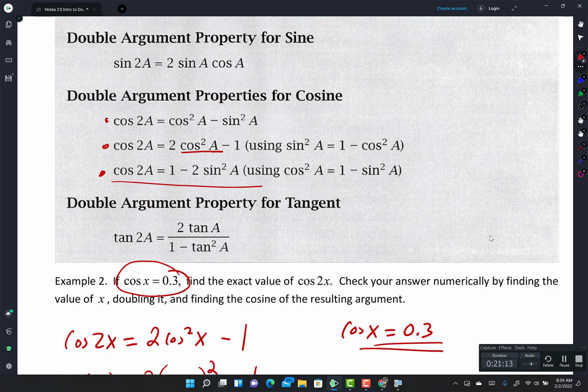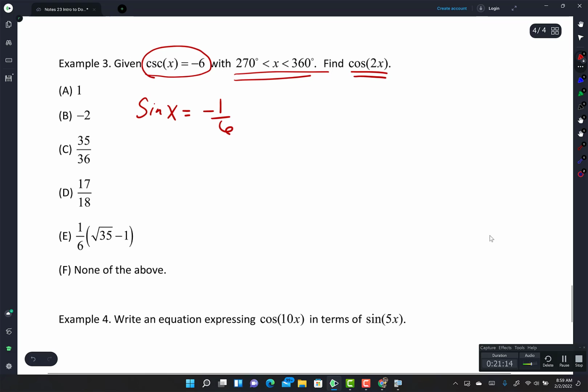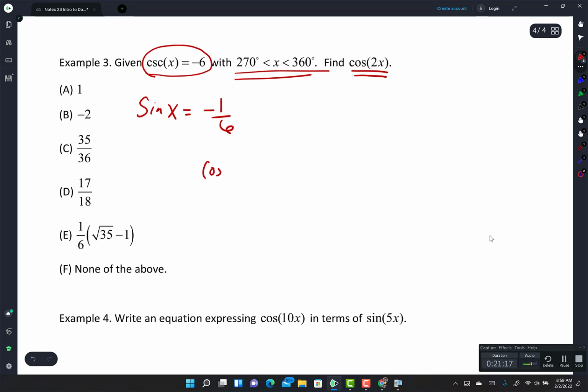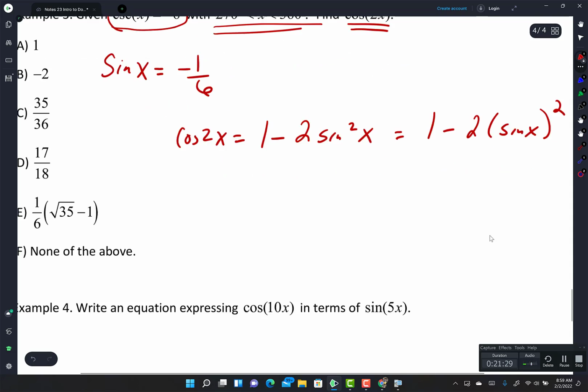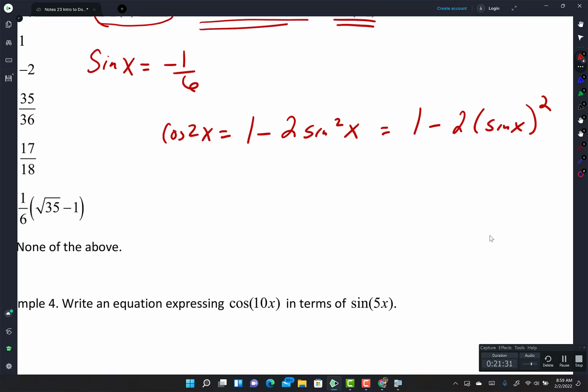Does that make sense? So I bet we can do this one without a calculator again. I'm going to write cosine 2x is equal to 1 minus 2 sine squared x. Now again, what does that mean? 1 minus 2 parentheses, sine x, close it, squared. That's what it means. Are we still okay? Here we go. 1 minus 2, open parentheses, sine x is just negative 1/6, square it. Because I'm squaring it, that negative is going to go away.